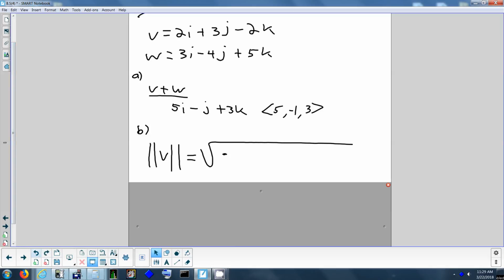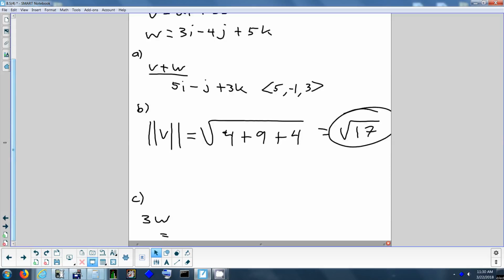So 4 plus 9 plus 4. Yes. 2 squared plus 3 squared plus negative 2 squared. So 4 plus 9 plus 4. And what did you say that adds up to? Adds up to 17. And that's it. That's your magnitude. Square root of 17. Is that a number or a vector? Number. It's just a number. Okay. Vectors have i, j, and k or angle brackets. Square root of 17 doesn't have that. That's just a number.